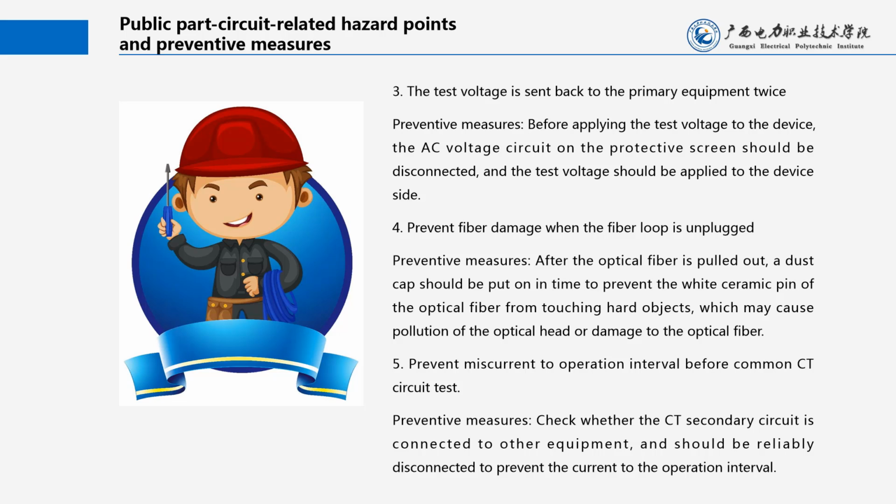5. Prevent miscurrent to operation interval before common CT circuit test. Preventive measures. Check whether the CT secondary circuit is connected to other equipment and should be reliably disconnected to prevent the current to the operation interval.